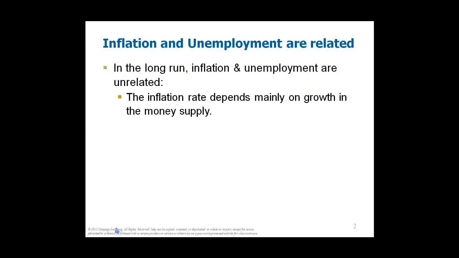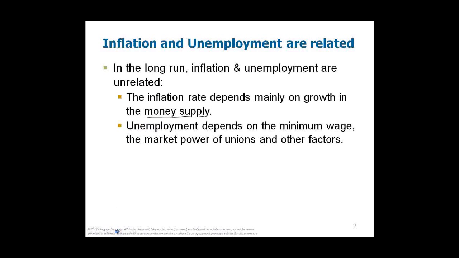The first key point here is that in the long run, inflation and unemployment are unrelated. So really what we're saying here is that the inflation rate depends mostly on growth in the money supply. And we've studied that before. We said we have to be very careful with the Fed, and we don't want to just be printing money and causing this inflation, right? So this is a review of what we've discussed before. Unemployment depends on things like the minimum wage, the market power of unions, and many other factors.